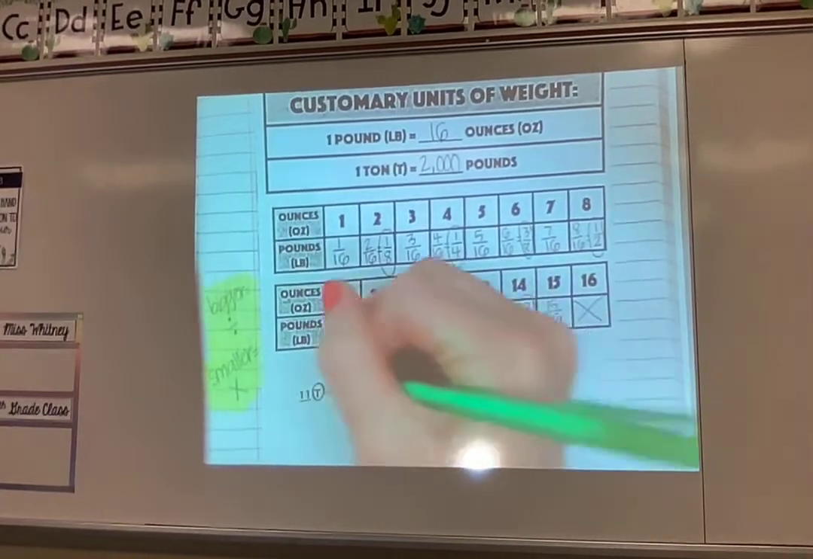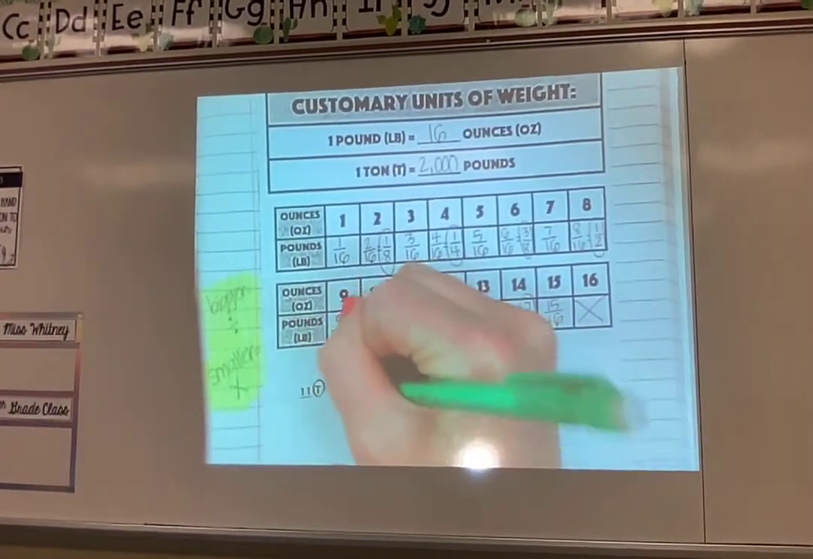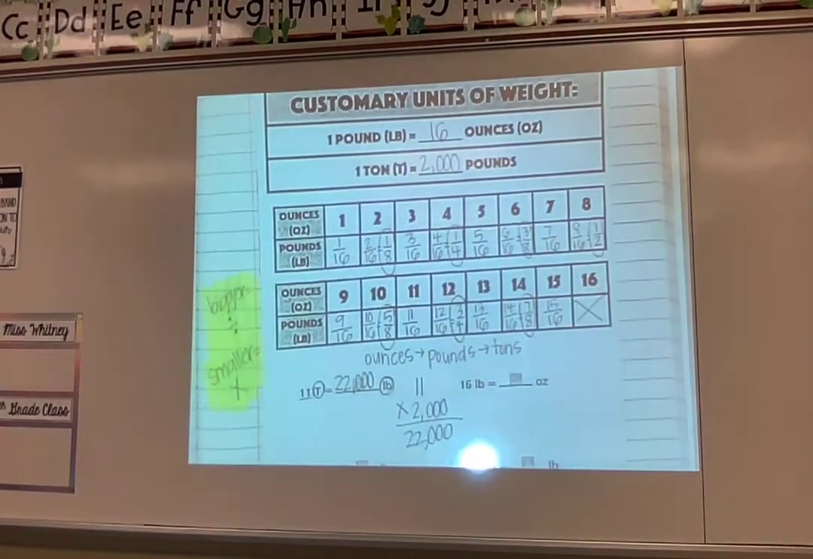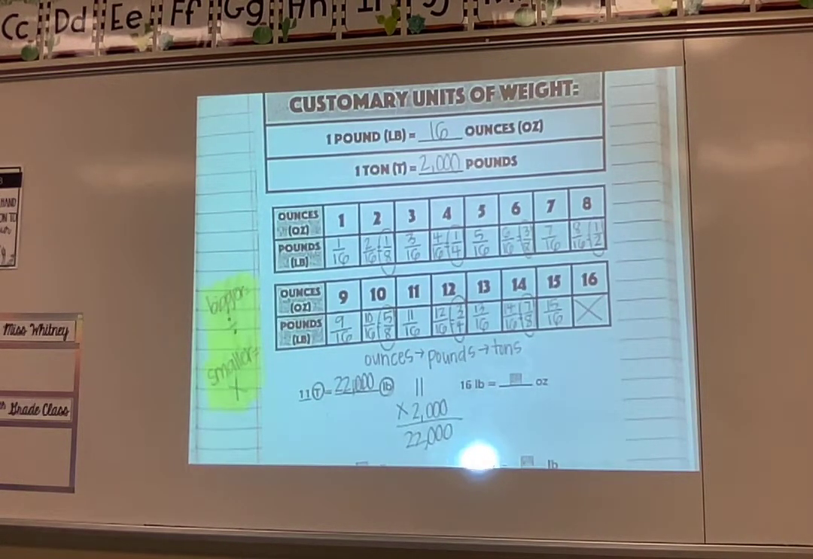So that would be 22,000. This is the same thing we've been doing all week to convert. You're just using a different chart because now we're measuring weight.